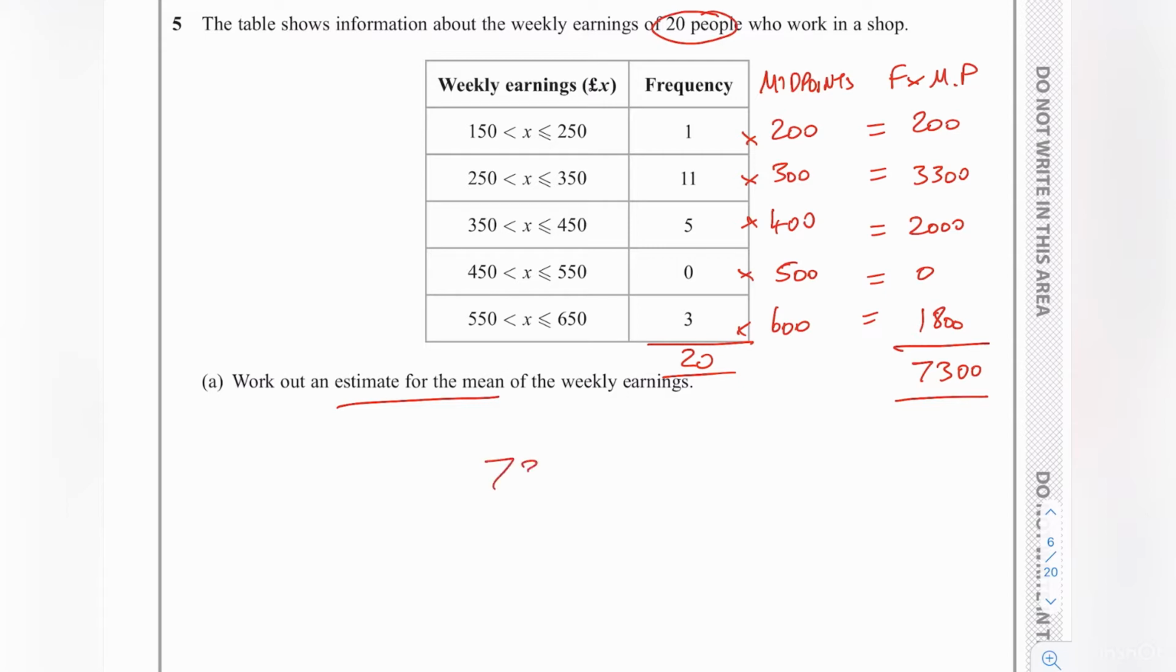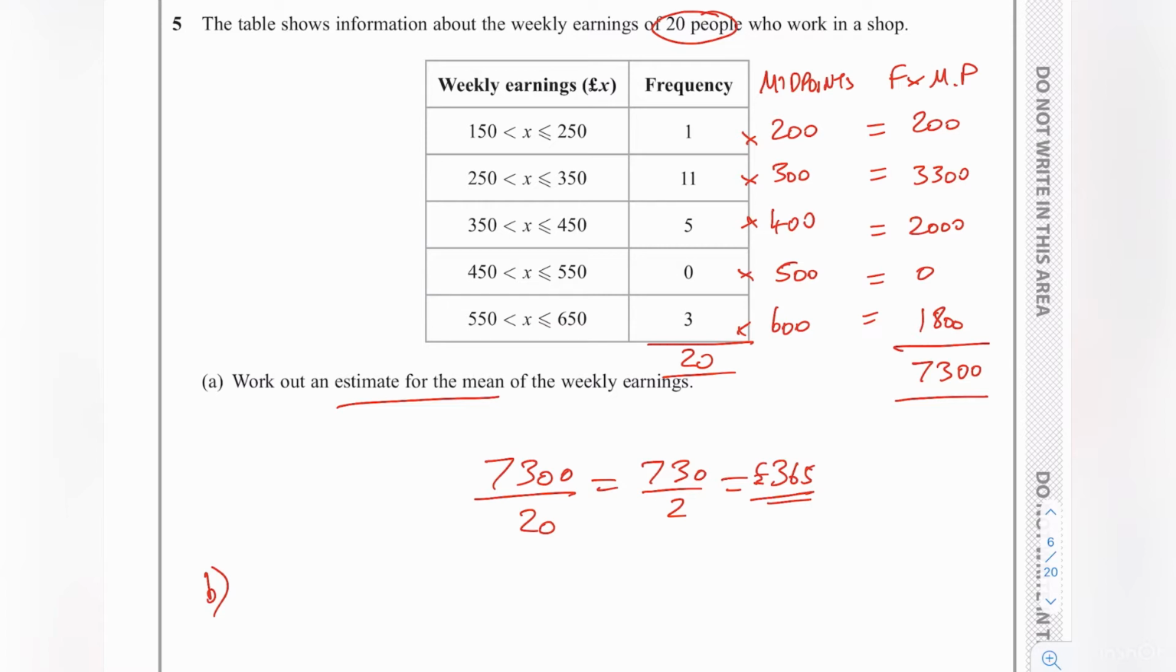So now we need to work out 7,300 divided by 20. We know that that is the same as 730 divided by 2, which is then the same as 365. You might need to use bus stop method for that if you couldn't do it in your head. Part B then asks why the mean might not be a good average to use.